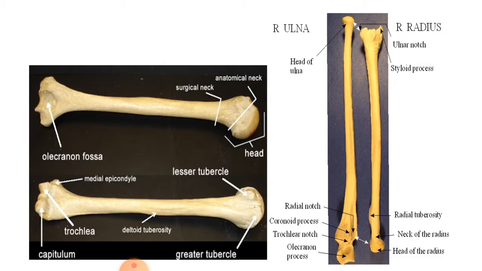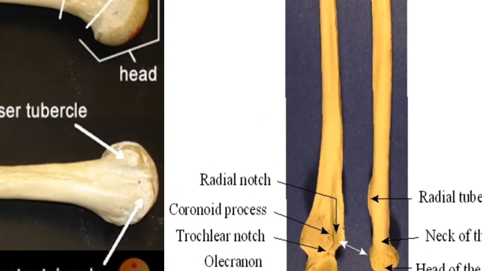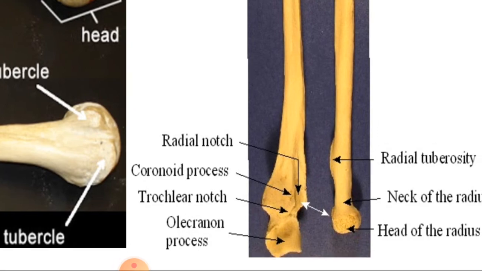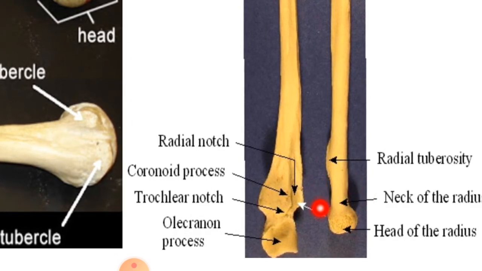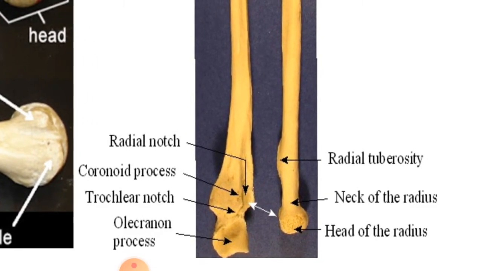So once again, there we have the proximal part of the radius, the proximal part of the ulna, and at their proximal parts they are going to take part in the formation of the elbow joint, and they will also form a joint with each other, and we will call that joint the proximal radioulnar joint.